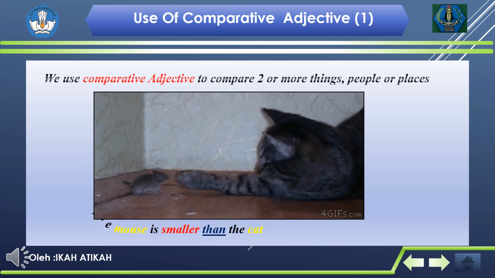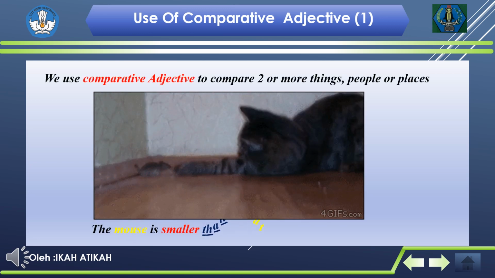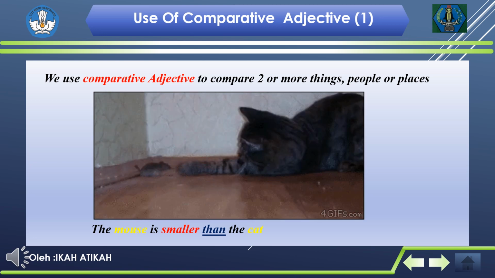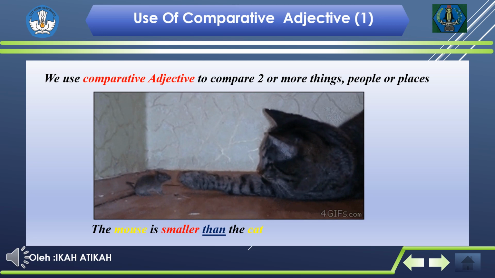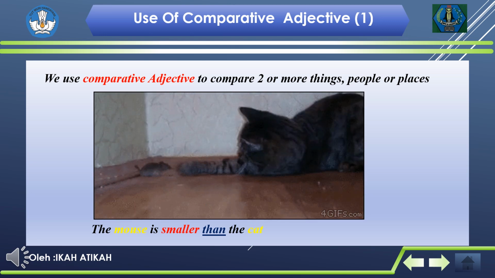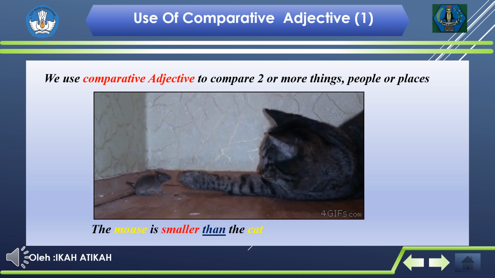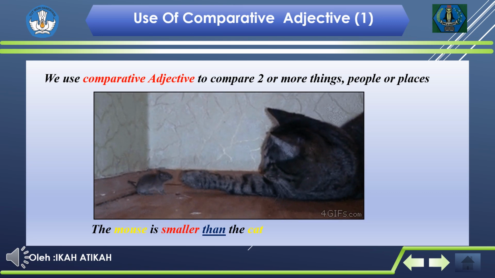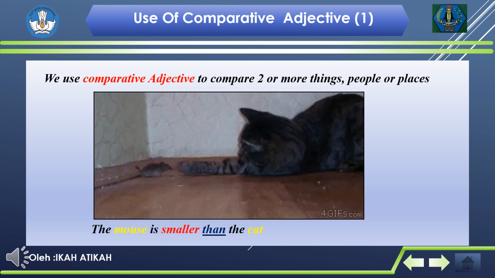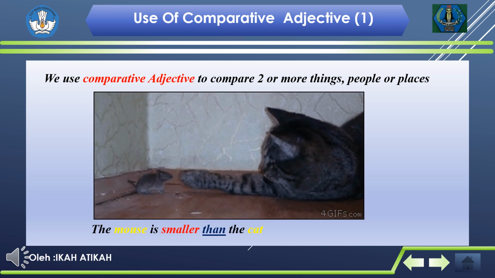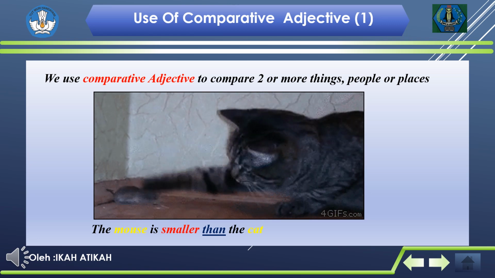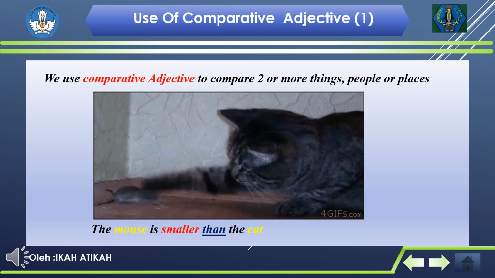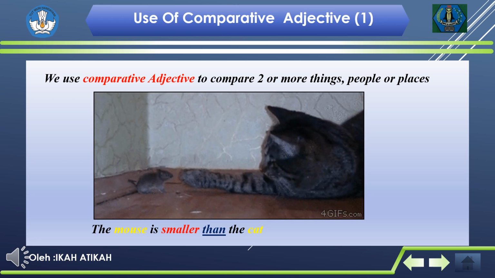Comparative adjectives are used to compare differences between the two objects they modify. We use comparative adjectives to compare two or more things, people, or places. For example, the mouse is smaller than the cat. We use than after the comparative adjective to say what we are comparing something with.